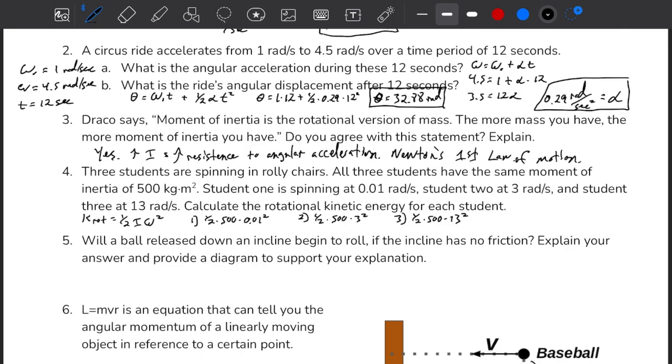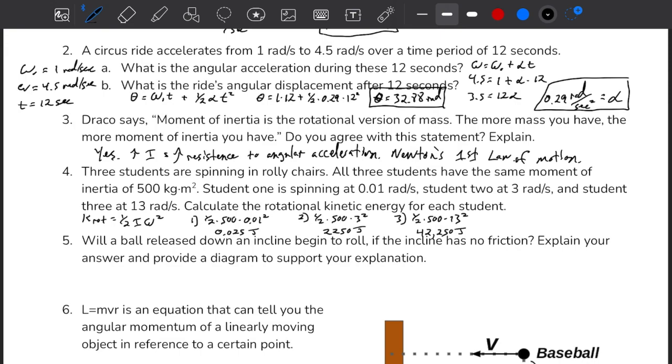I've written them all out first, and then we'll go back and just put them in our calculator to determine the values for these. First one is 0.025 joules. Second one looks like 2,250 joules. The last one looks like it's 42,250 joules. It's joules because it's energy.